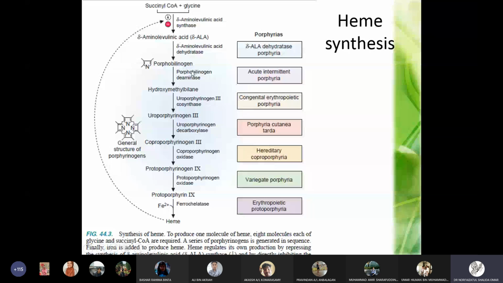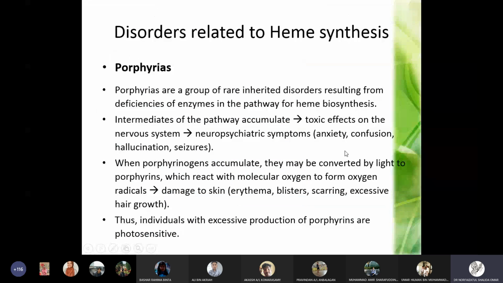When this enzyme is deficient, it cannot be converted to heme. So one of these substances will accumulate in our body or in our blood vessel. These substances are mainly toxic to our body. So it can affect the nervous system. It will form oxygen radicals, free radicals. Okay, it will damage the skin. Mainly you just need to know that in general.